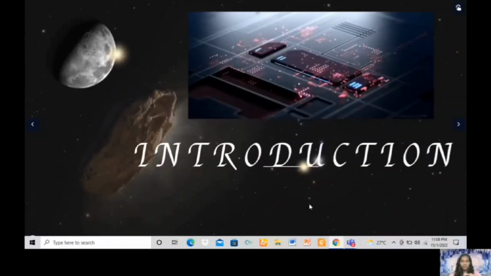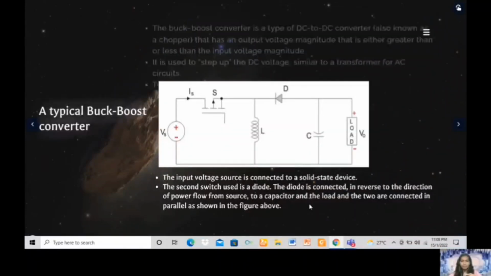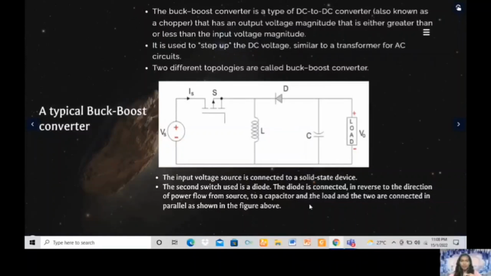Next is the introduction. Introduction about a typical buck boost converter. The buck boost converter is a type of DC to DC converter that has an output voltage magnitude that is either greater than or less than the input voltage magnitude. It is used to step up the DC voltage, similar to a transformer for a DC circuit.